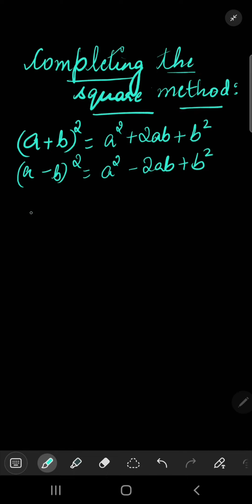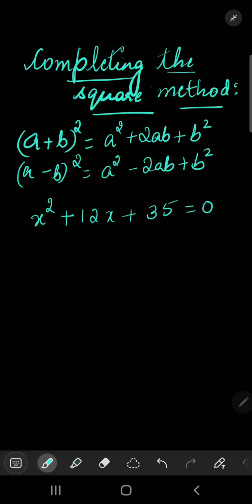Let us consider a quadratic equation x square plus 12x plus 35 is equal to 0. In this, our objective is to make the constant term a square number. Here 35 is not a square number. The coefficient of x square, the first term, is a square number. So then how to make this a square number?